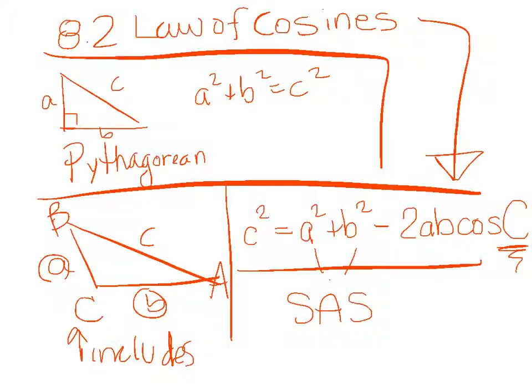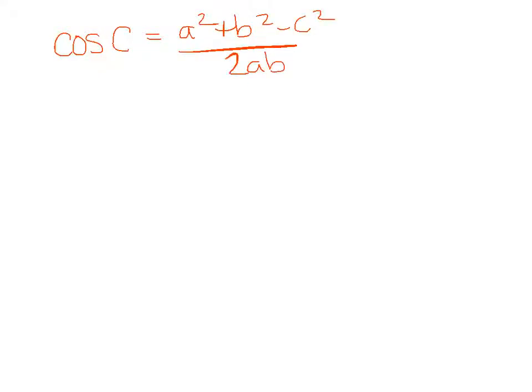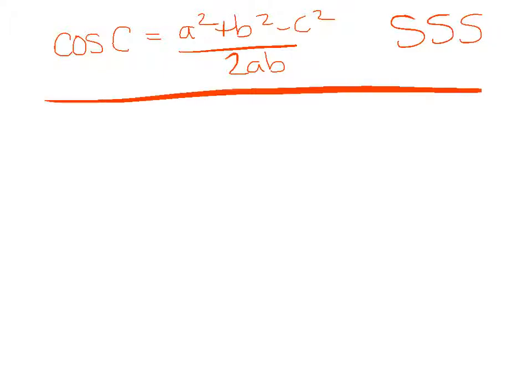Now, if you wanted to, let me go to the next page, first of all. If you wanted to rearrange all the letters, you could. I don't ask you to remember this, but if I took that equation and I solved it for the cosine of C, I'd get this, okay? And I would be able to find the angle given three sides. This, of course, is side, side, side. Okay, so I just wanted to show you that. But what I really want you to remember is Pythag on steroids, we call this.